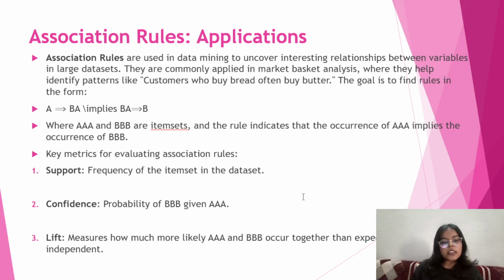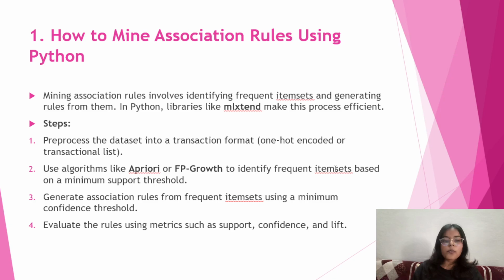There are three key metrics for evaluating an association rule. The first one is support, the frequency of the item set in the data set. Second is confidence, the probability of B given A. It means the probability of the second item given the first item. And the third is lift, which measures how much more likely the first item and second item occur together than expected if they were independent.